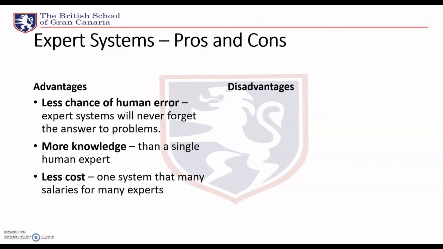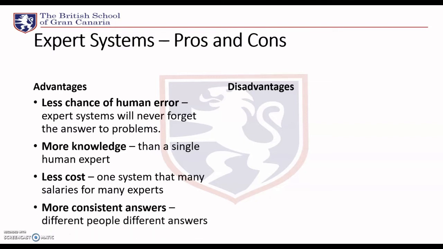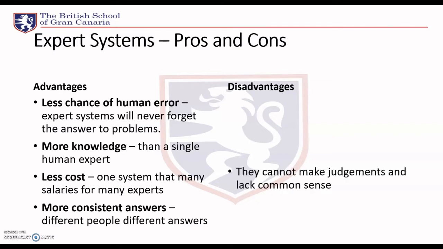Now, there's less cost, as one system can replace the salaries of many experts. Whether you consider that an advantage or not is your judgment call. And they're more consistent with answers. Different people have different answers, but an expert system will have just that one answer.